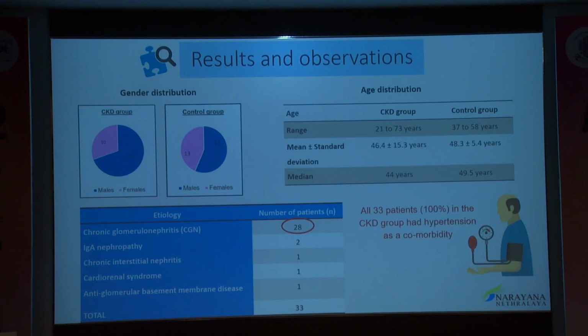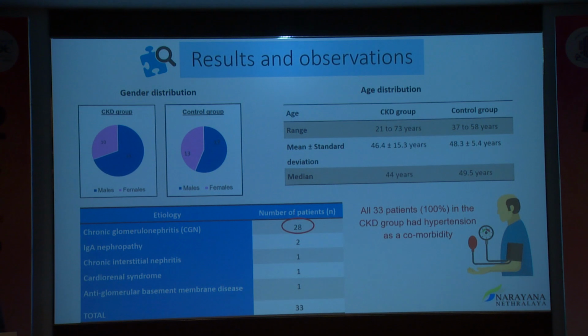Coming to the results and observations, we see that there were more males than females in both of the study groups, and the mean age in the CKD group was 44 years, whereas in the control group it was 49.5 years. The etiology of CKD was diverse in our study population, the most common etiology being chronic glomerulonephritis, that is 28 out of the 33 patients. Within CGN, the commonest cause was hypertensive nephrosclerosis, and the second most common cause was idiopathic etiology.